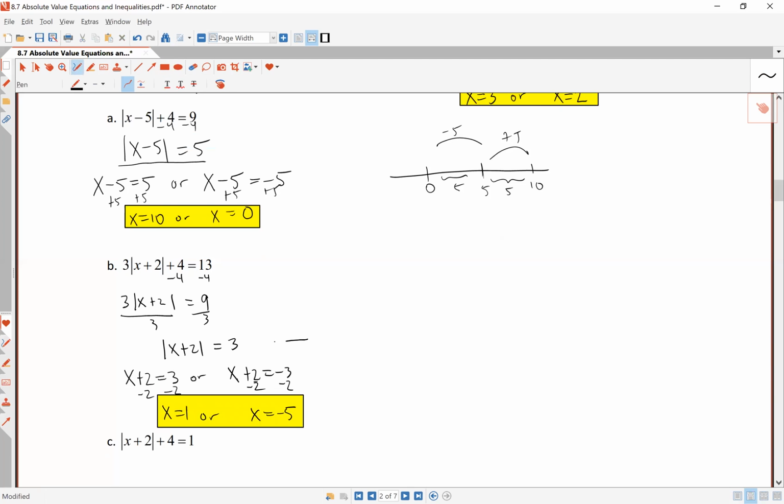When looking at this statement here, judging by the solutions, we have negative 5 and 1. Halfway between those numbers is negative 2. We went 3 to the right and 3 to the left. That's the distance portion of it. The opposite of that number is what we call the center.